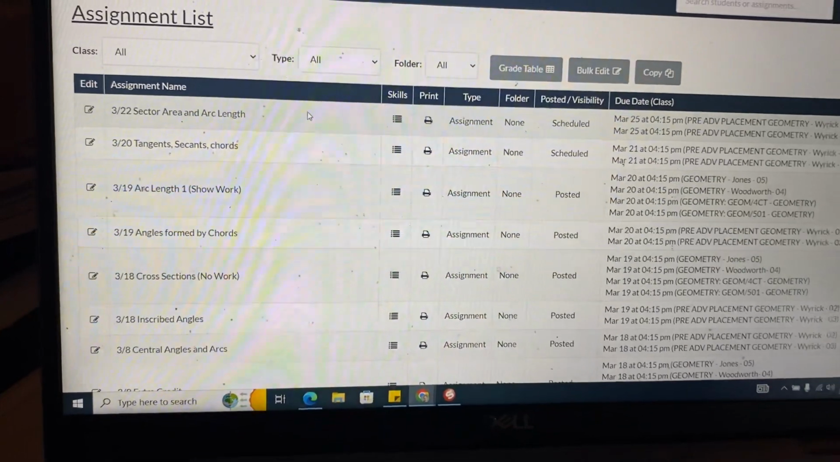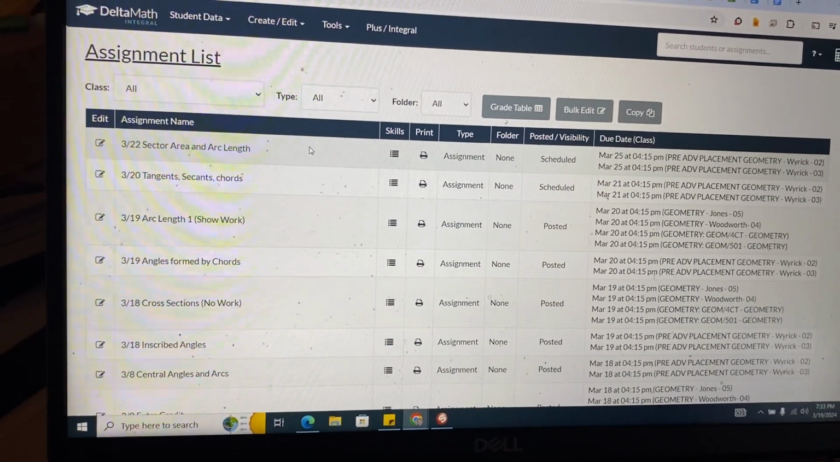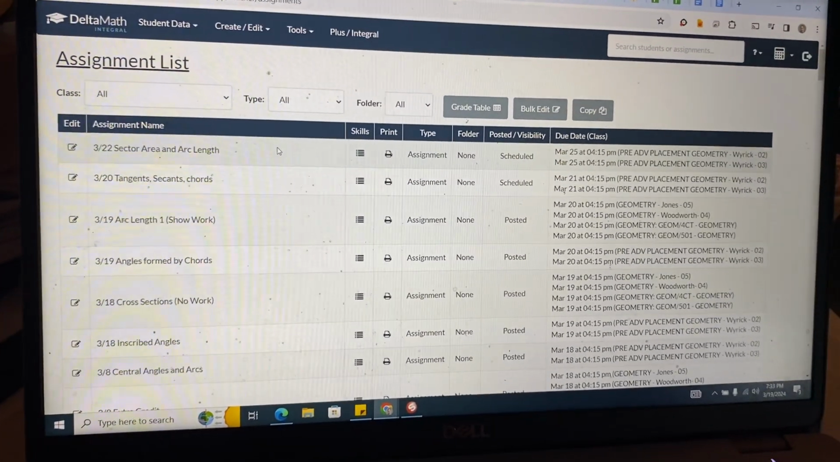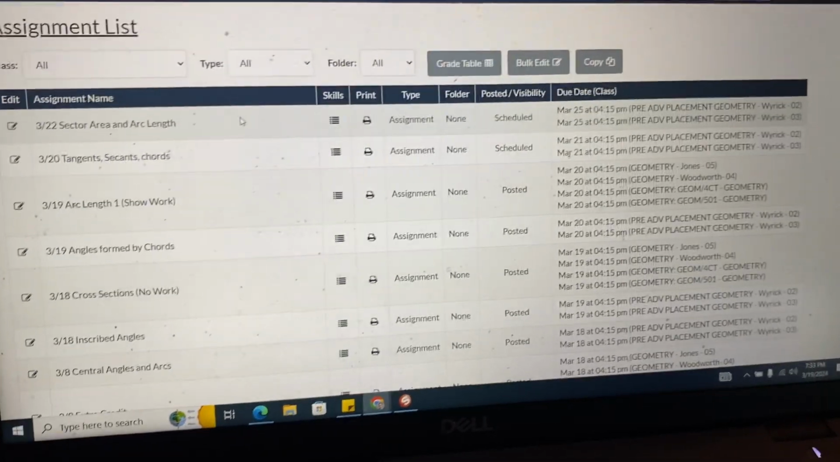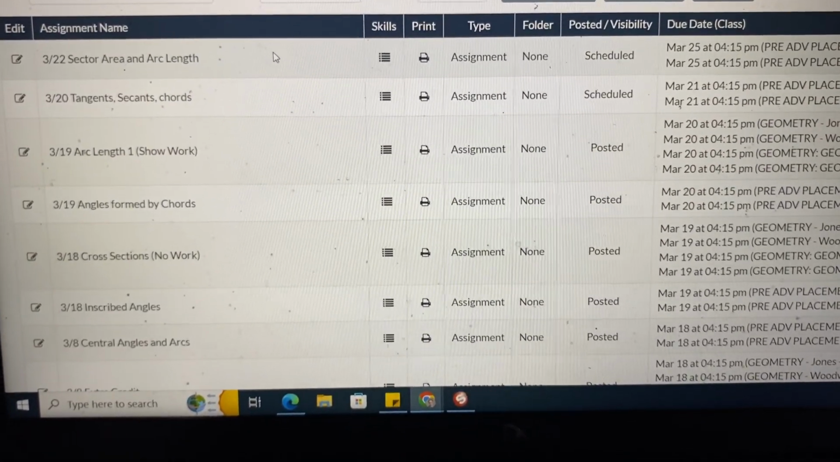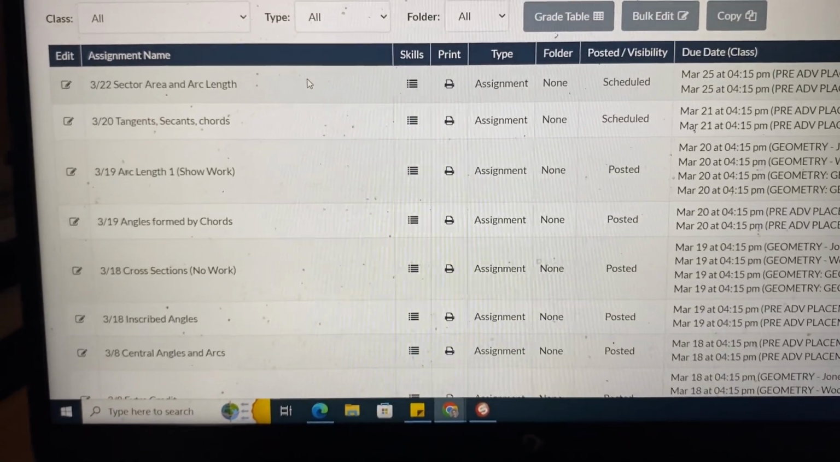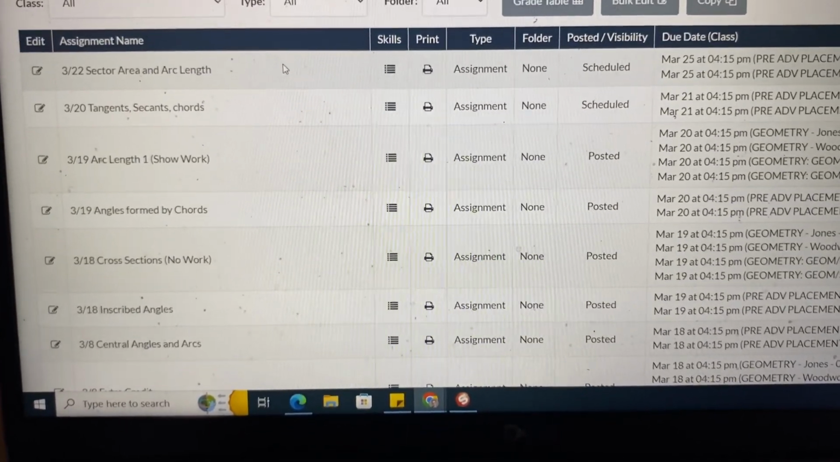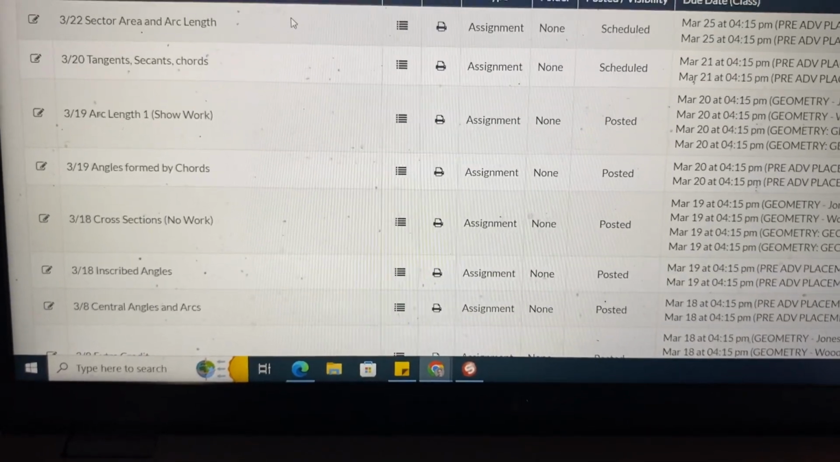So again, we're looking for most of the answers in terms of pi. If the Delta Math is asking you to round your answers instead, that's fine. Just make sure that you use the pi button in order to find that and work from there.